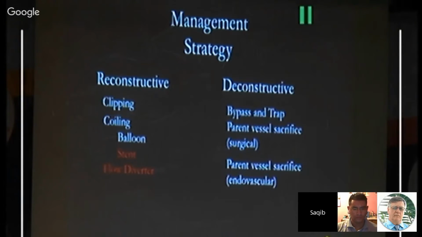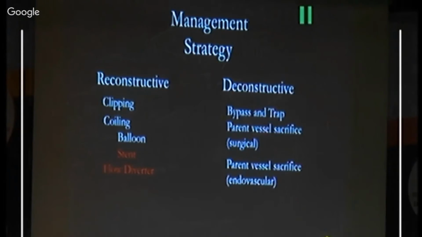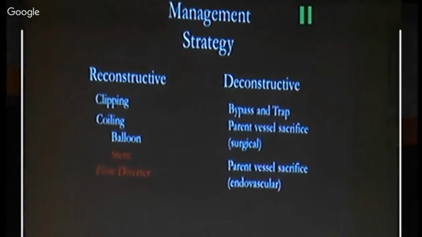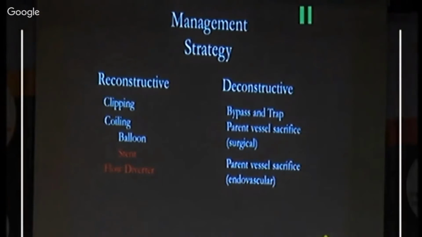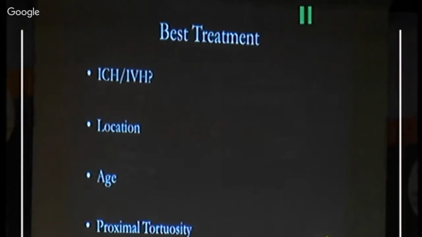We don't want to sacrifice blood vessels if we don't have to. But oftentimes, deconstructive strategies such as bypass or trapping, parent vessel sacrifice after balloon test occlusion has been done may be necessary. And this parent vessel sacrifice can be done either surgically or endovascularly as well. And the reconstructive is either clipping, coiling with various adjuncts, or flow diverters.